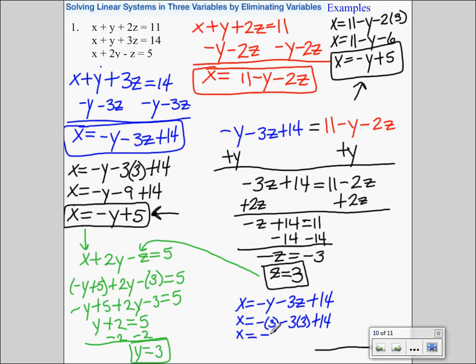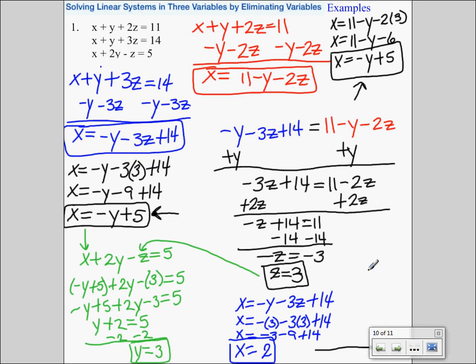Simplifying, we have x is equal to negative 3 minus 3 times 3 is going to be a 9 plus 14. When you simplify that, you're going to get x is equal to negative 3 minus 9 is negative 12 plus 14 will yield 2. So x is equal to 2.